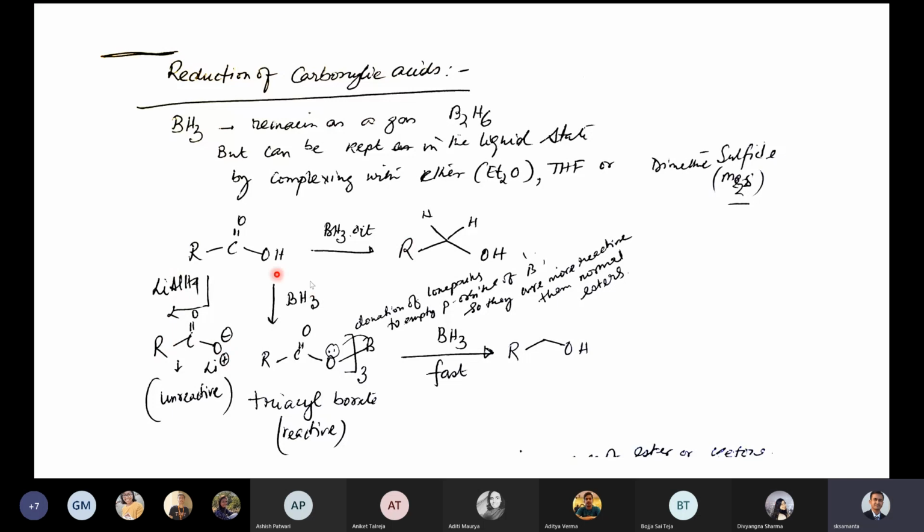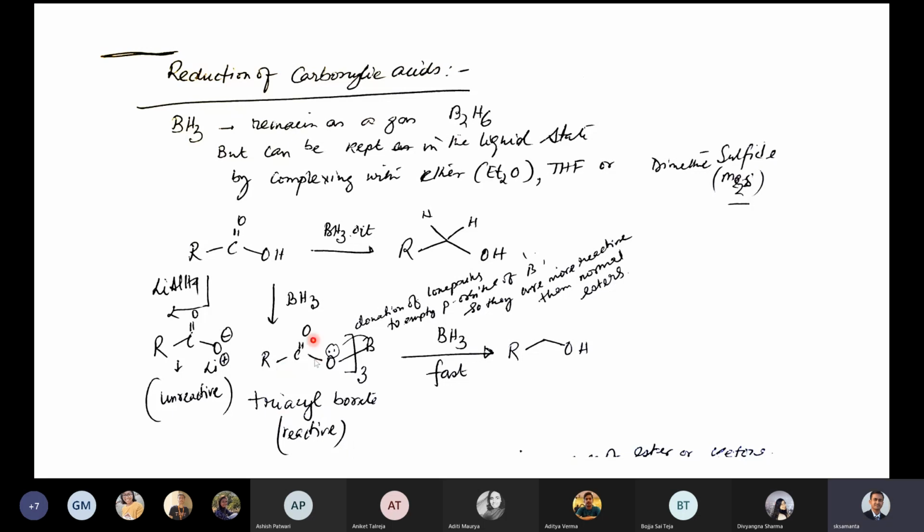So what will happen if we use BH3? What happens is that this lone pair from the oxygen now coordinates to this BH3. You can think of a negative charge here. This negative charge is donated to this boron center. And the hydrogen can go by reacting with this hydrogen of the OH, so hydrogen will be gone. Three molecules of this can react with this boron center. So it forms a triacyl borate, which is very reactive in nature.